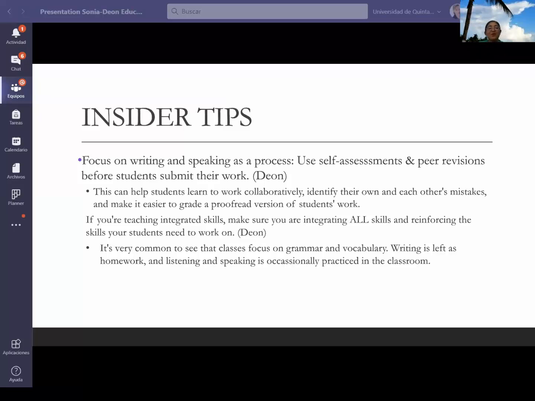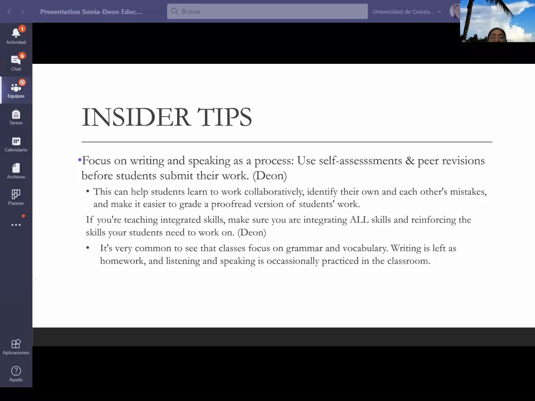So we're just gonna go ahead and read them as they are because I didn't make any changes to them, okay? So teacher Deon here, this is yours, the first one. It says, focus on writing and speaking as a process. Use self-assessments and peer revisions before students submit their work, okay? And this can help students learn to work collaboratively, identify their own and others' mistakes, and make it easier to grade a proofread version of students' work.